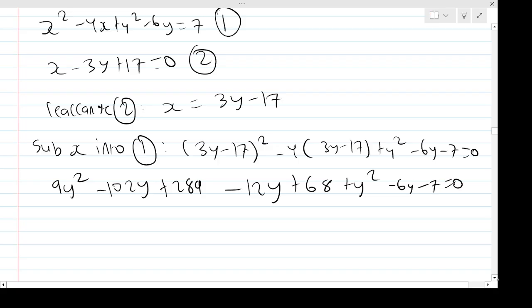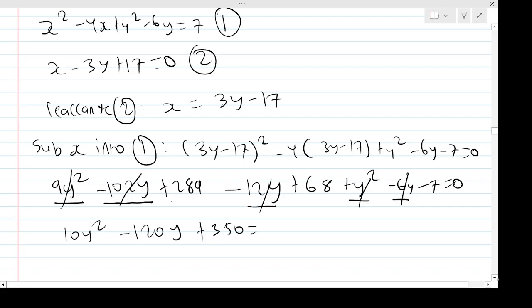Then I can simplify this whole thing, bringing all the y squareds together to get 10y squared. Then I bring the y terms together: minus 102, take away 12, take away 6, gets me minus 120y. Then I can add the numbers together: 289, add 68, minus 7 to get plus 350 equals 0. If we want to, I can simplify it by dividing by 10 to get y squared, take away 12y plus 35 equals 0.